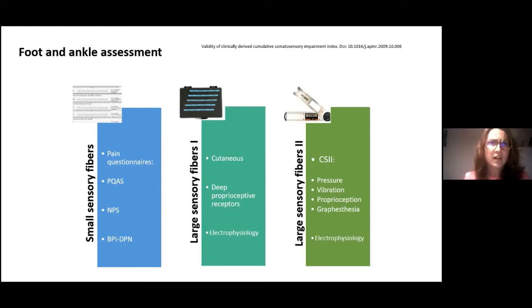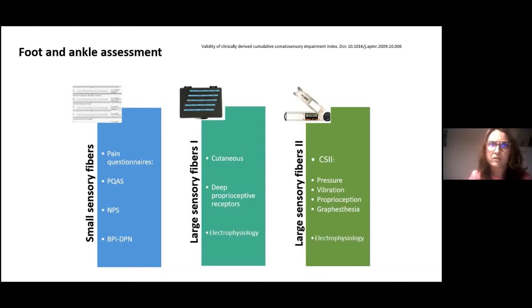About large somatosensory fibers, besides testing ankle reflexes, we have to examine the sole of the foot, which is a sensory map that provides the central nervous system with position of the body. And deep foot and ankle proprioceptive afferents are key for postural control in weight-bearing activities.